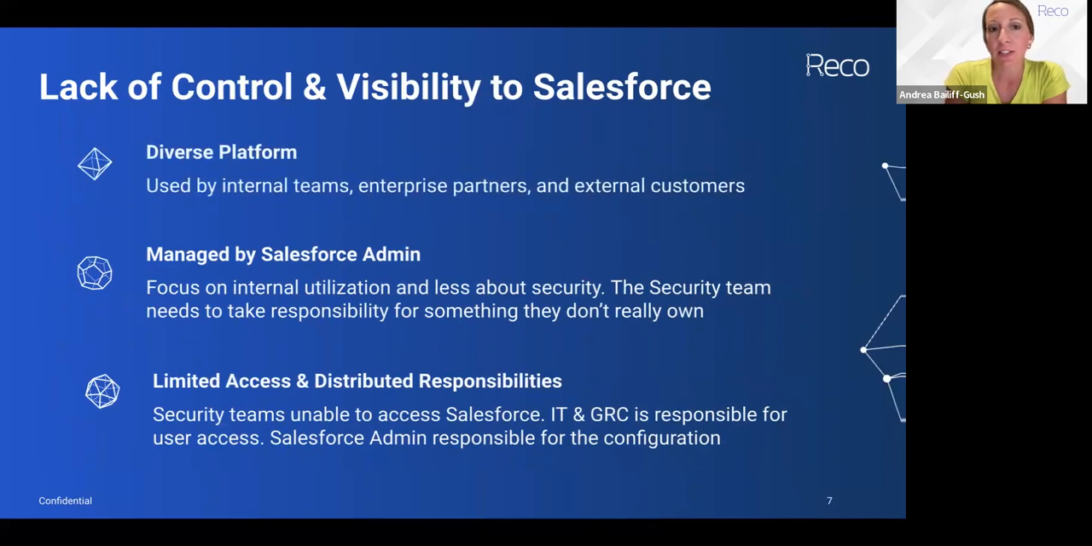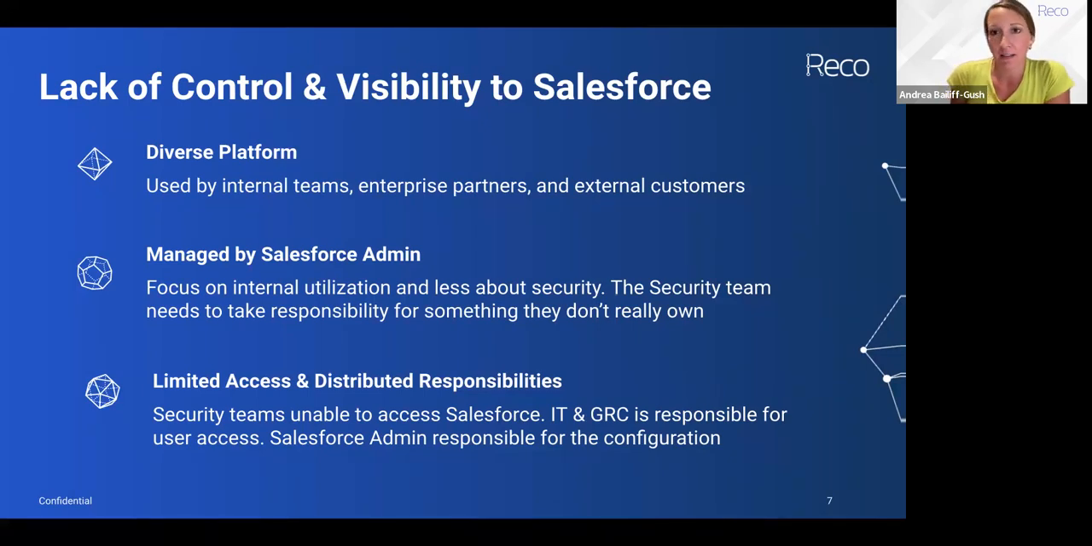The way Salesforce is utilized in secured organizations can lead to a lack of control and visibility. So just want to mention a couple considerations. The first is the fact that Salesforce and many SaaS applications are diverse platforms. So not only do you have those internal teams using Salesforce, the marketing, customer success, IT, et cetera, but you may also have your partners who are outside of your organization utilizing the SaaS applications, as well as contractors and even customers. So you can just imagine how complex the authorization schema can be.